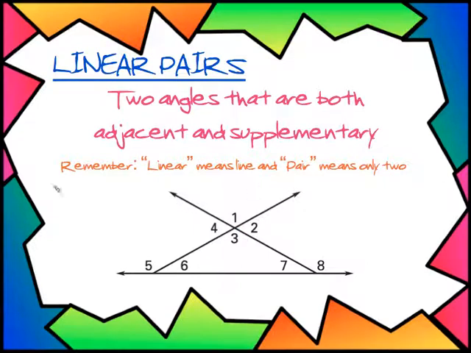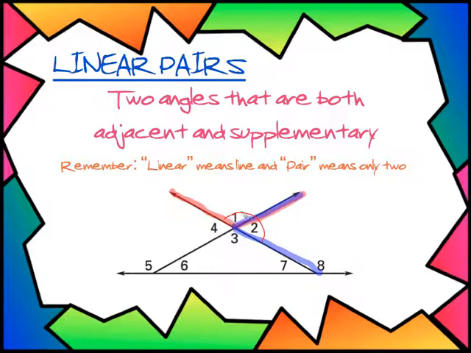So like angle 1 is made up of this side right here, and this side right here. Now it shares a side with angle 2, and angle 2's other side is right here. See how the sides they don't share make this line? That makes them a linear pair.